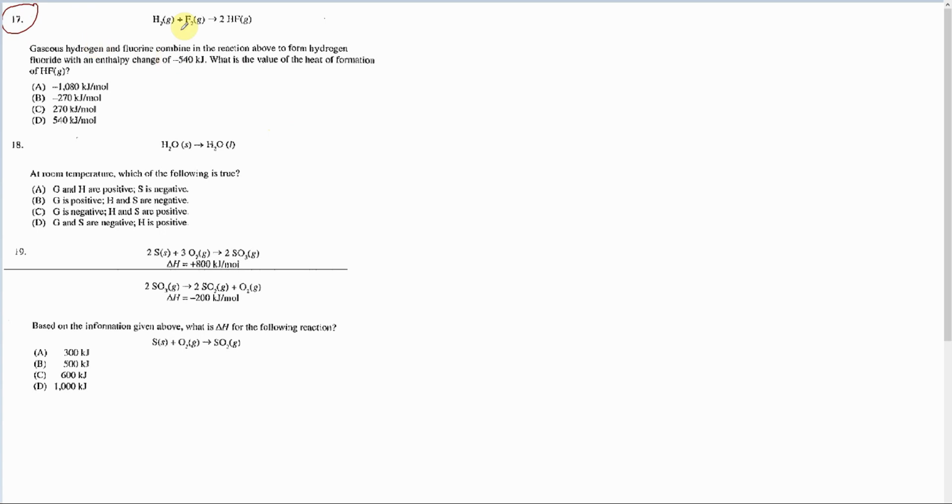17, they give you this reaction. They say delta H is negative 540. You might think, why isn't the answer 540 or something like that? But it comes down to a vocabulary thing. They want to know what is the value of the heat of formation of HF.